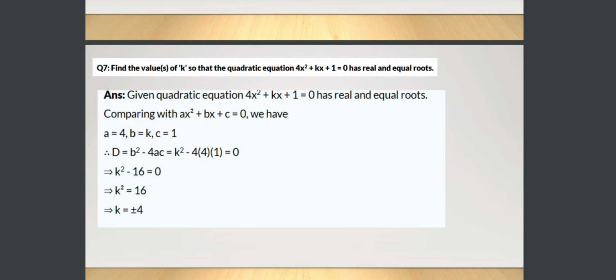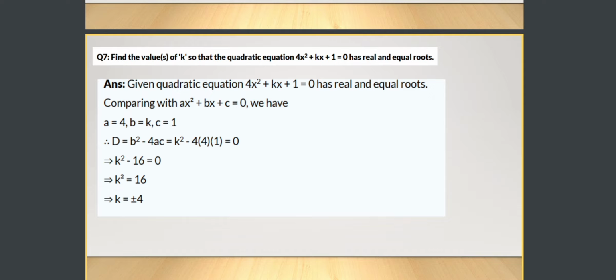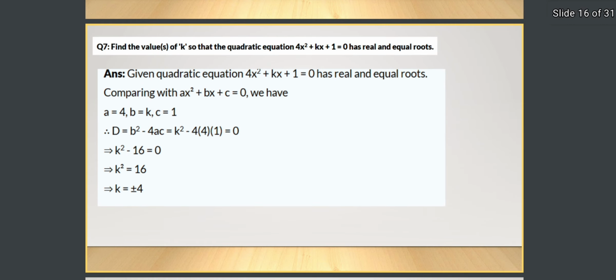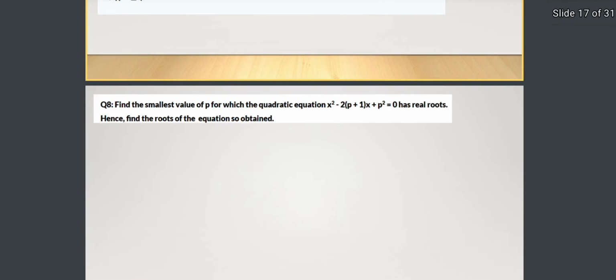So you have to find the value of k, and you are given this quadratic equation 4x square plus kx plus 1 equals 0 has real and equal roots. So for real and equal roots, what do you know? That is, discriminant should be equal to 0, right? So D equals b square minus 4ac. The value of b equals k, the value of a equals 4 and c equals 1. So put these values in this formula, you get the value of k. That is k square equals 16, and when you take under root both sides, you will get k equals plus minus 4. Move to question number 8.